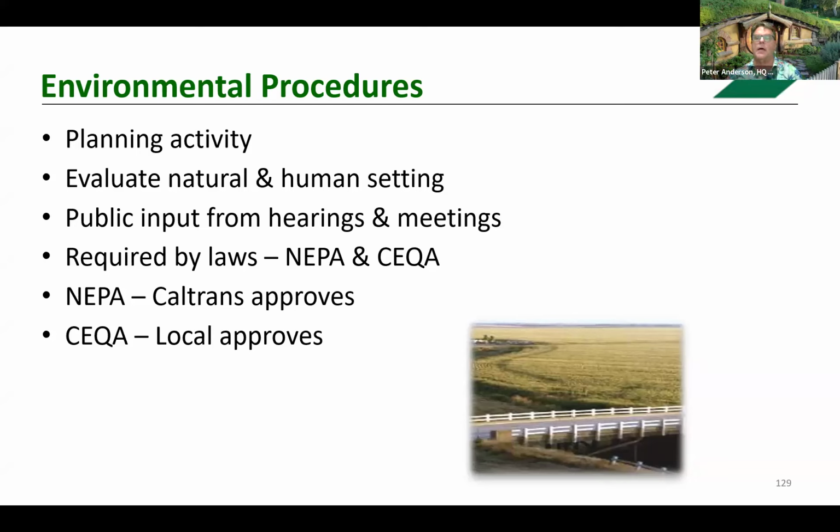Under California state law, it's CEQA, the California Environmental Quality Act, that defines the process. But under our federal, it's NEPA, the National Environmental Policy Act. NEPA is required if a project uses federal funds, involves federal lands, or requires a federal permit. Under agreement with FHWA, Caltrans has been assigned NEPA lead agency for all federal aid projects in California. Local agencies are the lead for CEQA.